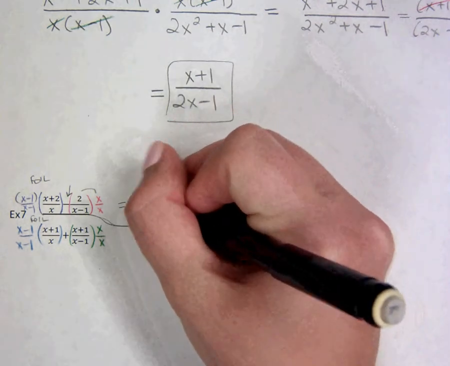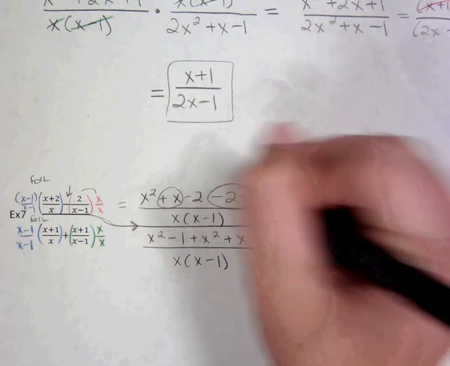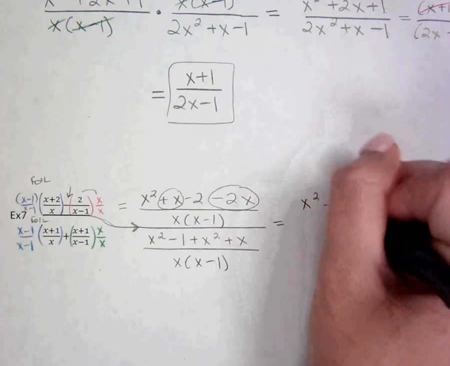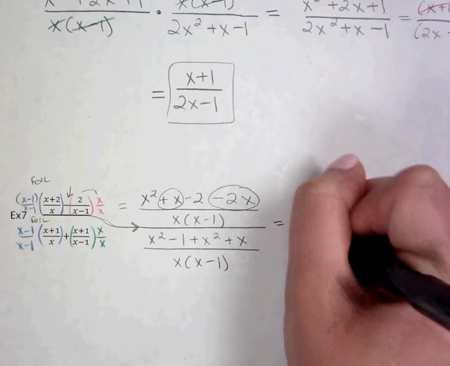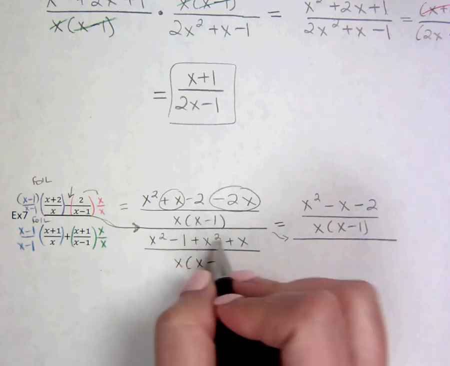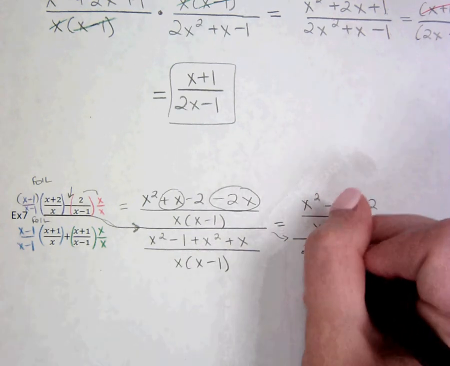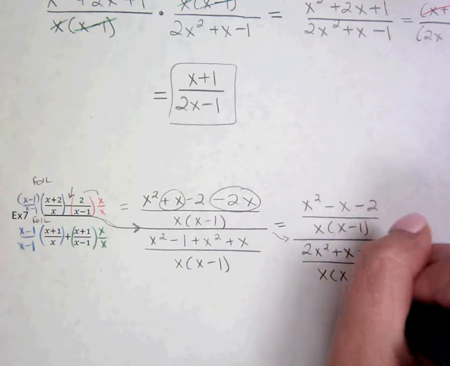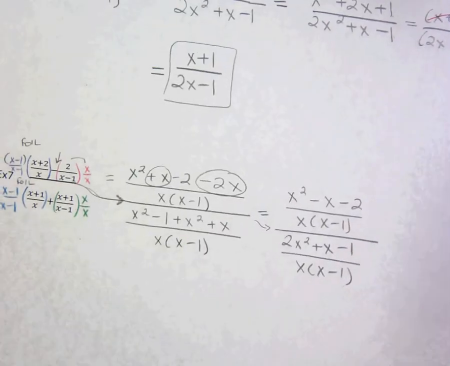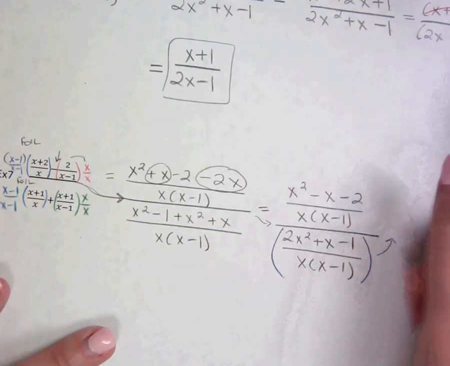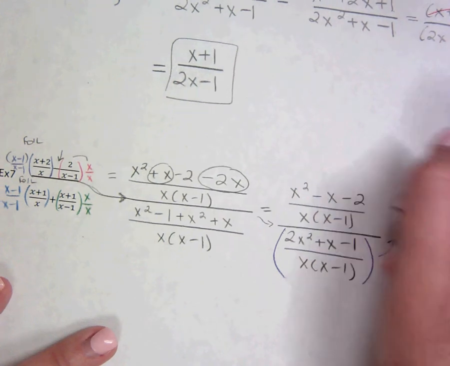So cleaning the top of the first one up, put those two guys together. That's going to give me x squared minus x minus 2 over x times x minus 1. And again, there's the main division bar. If I clean this one up as well, it's going to give me 2x squared plus x minus 1 over x times x minus 1. So clean them up, try to keep everything top and bottom nice and organized. Then when it's all ready to go, you take the entire bottom and you flip it and change it to multiplication.